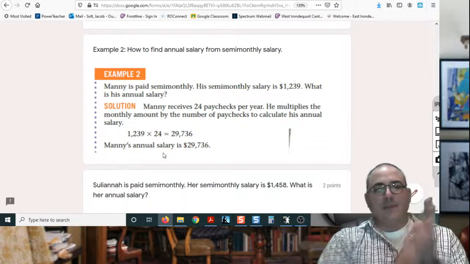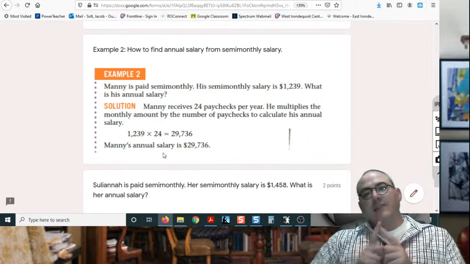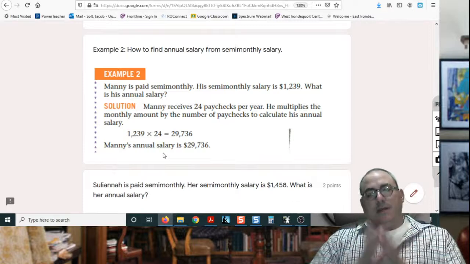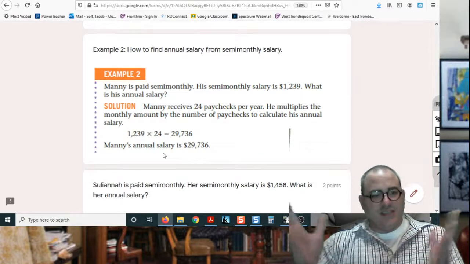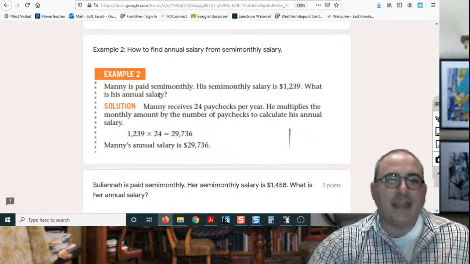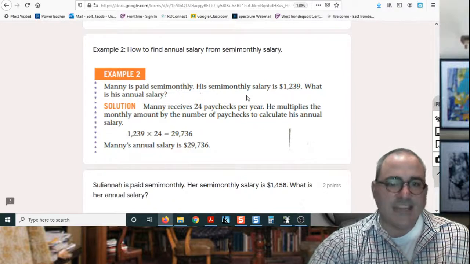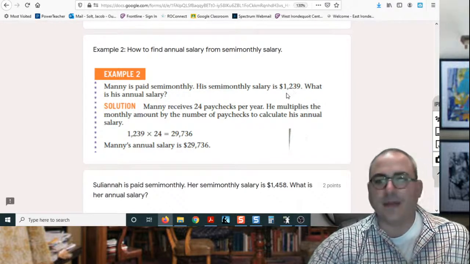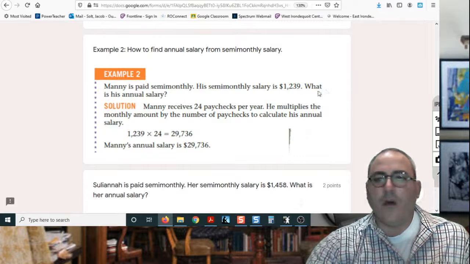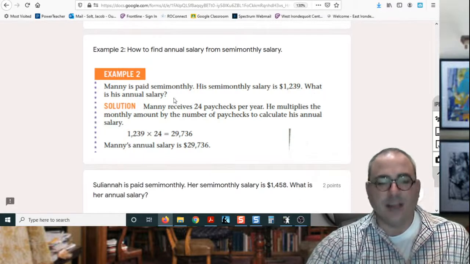Example 2. How to find annual salary from semi-monthly salary. All right, so here's the situation. Manny is paid semi-monthly. His semi-monthly salary is $1,239. What then is his annual salary?